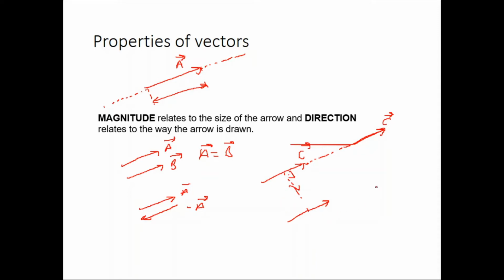One more thing, if this is vector A, vector 2A is going to be the same direction, but the size is 2 times bigger. And A over 2, on the other hand, will be half of the size of A.